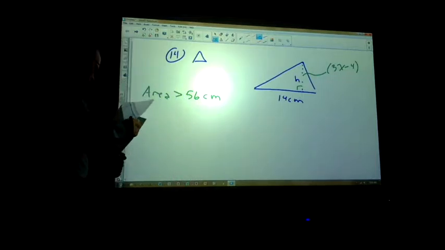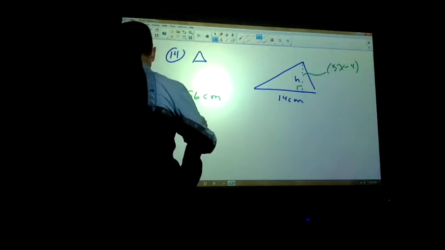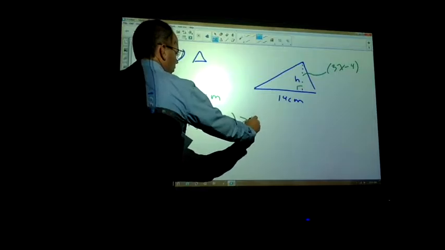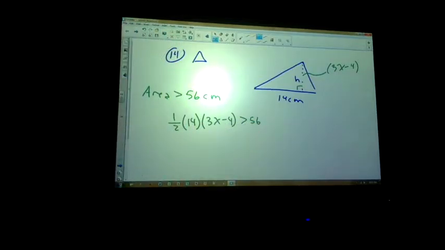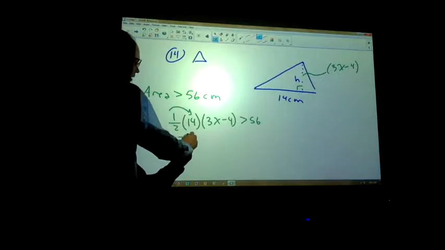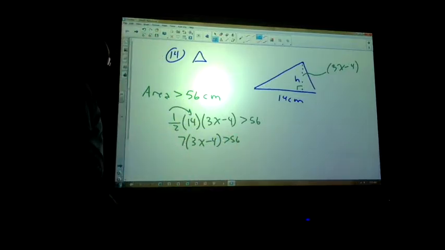Solve the inequality. 1/2 times 14 times 3x minus 4 is greater than 56. Where did the 1/2 just come from? Because it's a triangle, so in order to find the area of a triangle, it's 1/2 base times height, right? So the 1/2 is a constant that will always occur in this equation. So I think we could solve this. I'm just going to multiply here, and that's just going to give me 7. I'm going to do this a little bit at a time. Is that okay? So it's greater than 56.